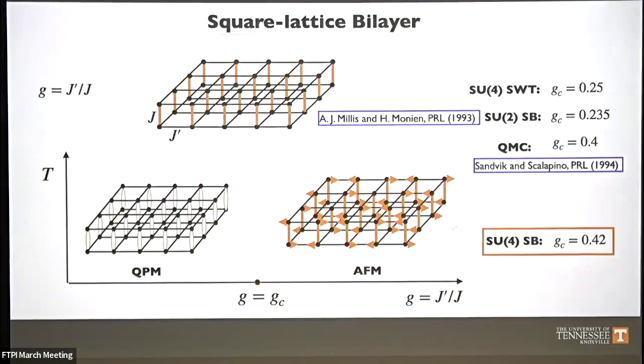Okay, the other interesting example of a QCP, where, as I will argue in a moment, the large N approach does much better than the semi-classical one, is this very simple example, the square lattice bilayer. You have intra-dimer interactions J and inter-dimer interactions J prime. And there, if you compute the critical value of J prime over J for the transition from the quantum paramagnet, where roughly you have a singlet on every vertical bond, to the antiferromagnet: if you do the semi-classical theory that I described in the first part of the talk, with SU(4) spin wave theory, you get 0.25 for the critical value. If you do SU(2) Schwinger bosons, you get 0.235. But the quantum Monte Carlo result, and this one doesn't have a sign problem, is 0.4.